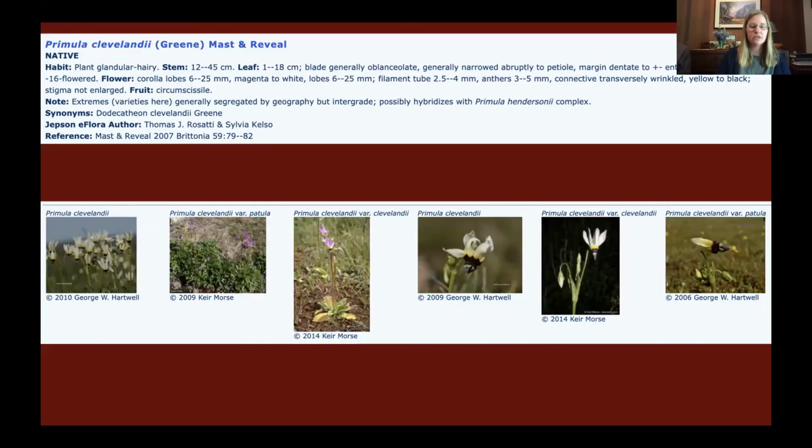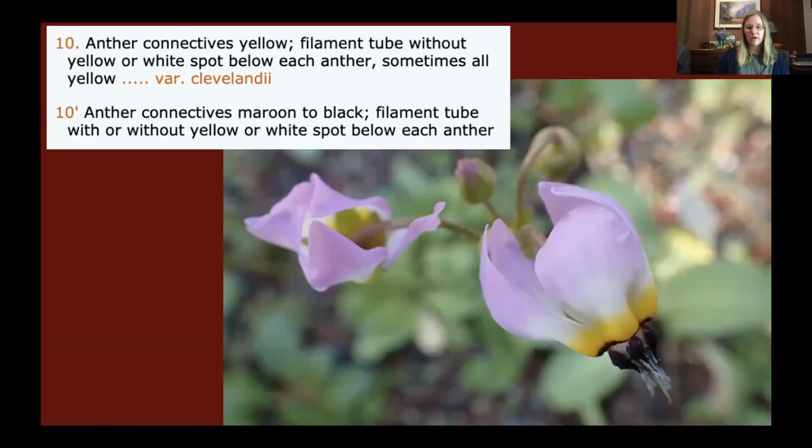So again, this brings us to the description of Primula clevelandii, and we've got some nice photos, so a good chance to make sure those look good, but it doesn't end there. There are a few different varieties, so we can go on to the key to the varieties. Anther connectives yellow, filament tube without yellow or white spot below each anther, sometimes all yellow, variety clevelandii, or anther connectives maroon to black, filament tube with or without yellow or white spot below each anther.